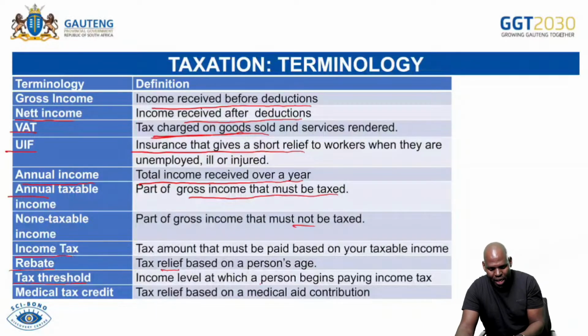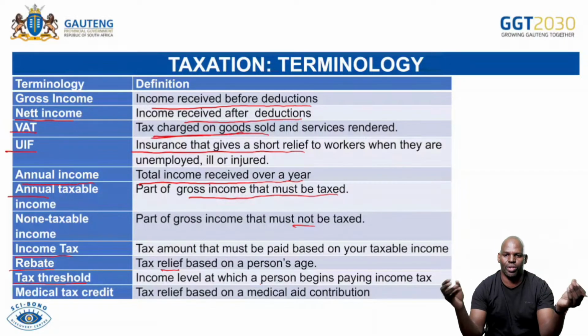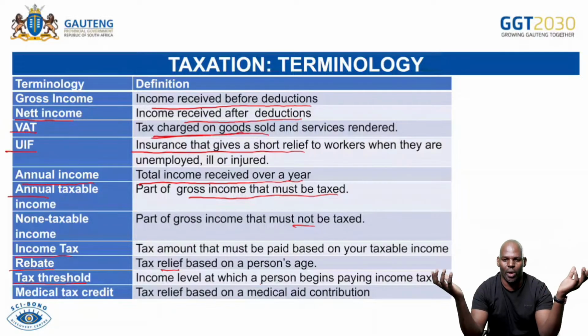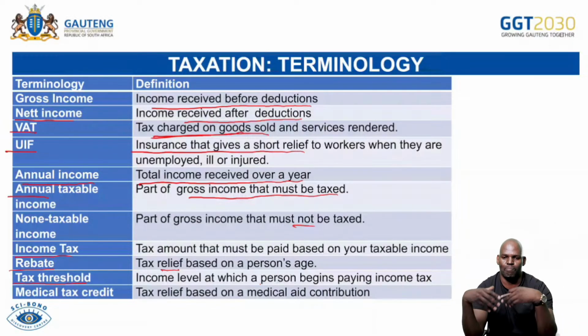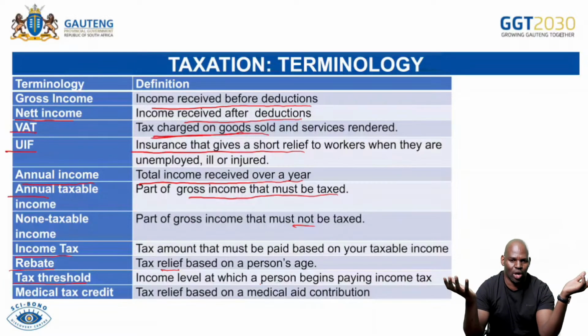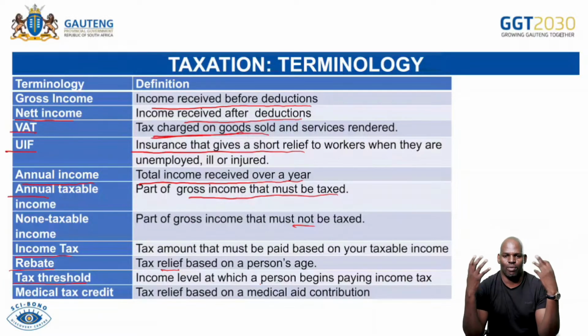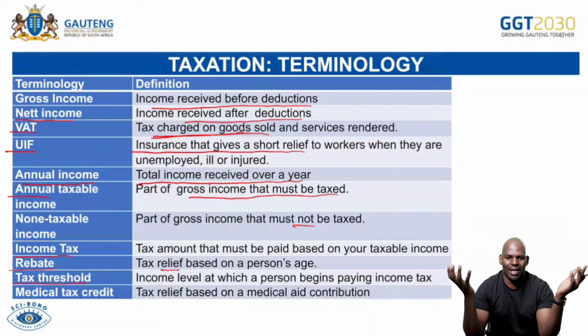Tax threshold is an income level at which a person begins paying income tax. Now, boys and girls, we all know that most of the people who are working are not actually earning the same amount of money. Some people are earning a lot of money. Some people are not earning a lot of money. So some people who are not earning enough money are not paying tax.